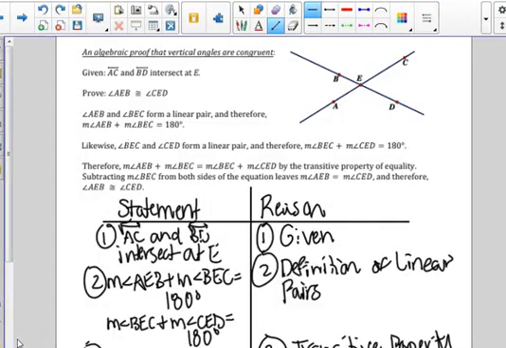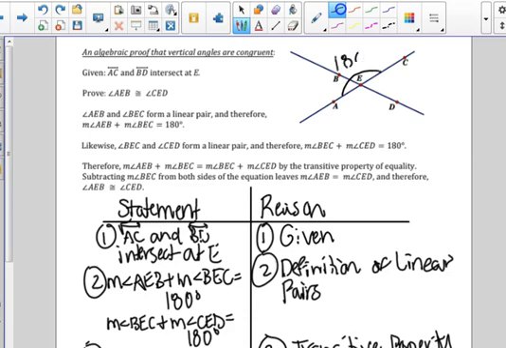So in the first task, we were given that line AC and line BD intersect at point E, and we were asked to prove the angle AEB is congruent to angle CED. So what we have to do is use our geometry knowledge, and what we know based on this diagram. So the first thing we said in paragraph form was that angle AEB and angle BEC form a linear pair. So AEB and BEC form a linear pair.